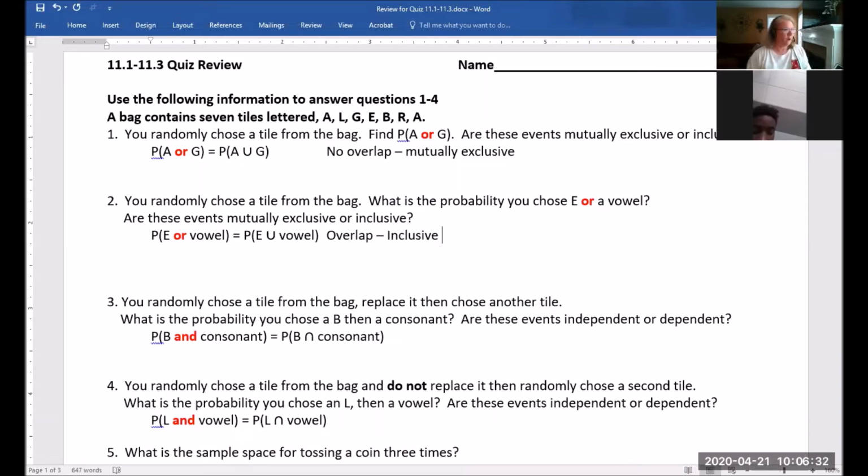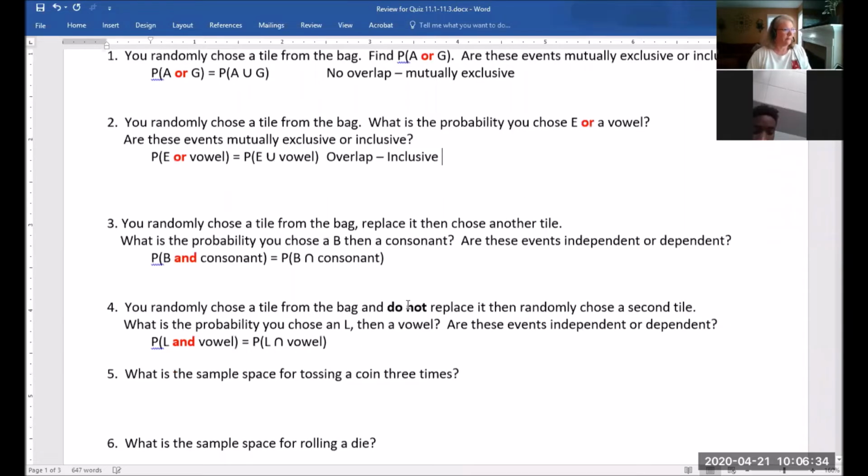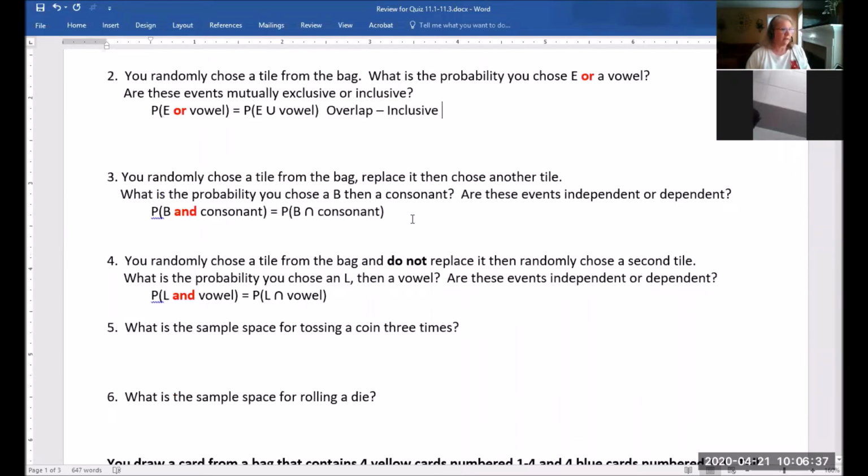Y'all got me? All right, now we're down here on number 3. It says you randomly choose a tile from the bag, replace it, then choose another tile. What is the probability you chose B and a consonant? So this is an and statement. When it's an and statement, that's when we're going to have independent or dependent.